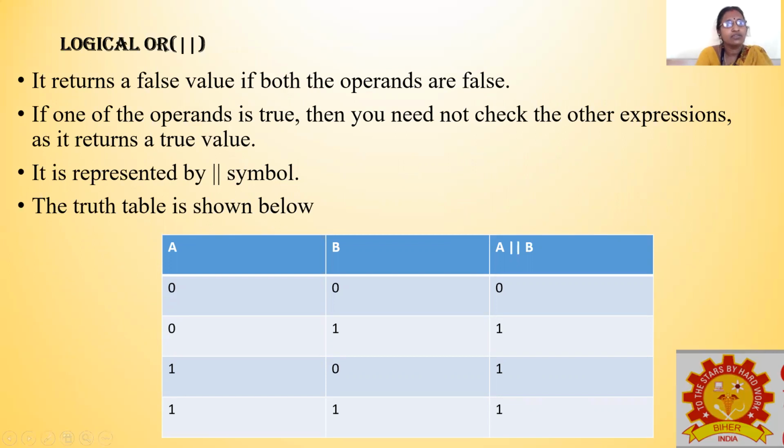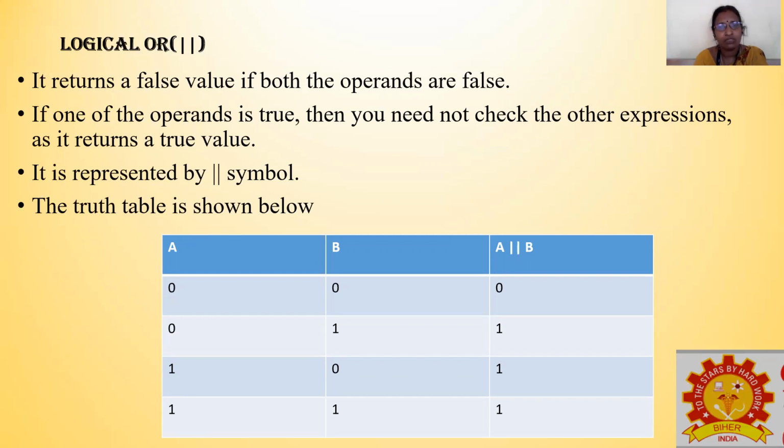Logical or returns a false value only if both operands are false. If one of the operands is true, then you need not check the other expression as it returns a true value. It is represented by the logical or symbol, that is two vertical line symbols. The truth table is shown below.